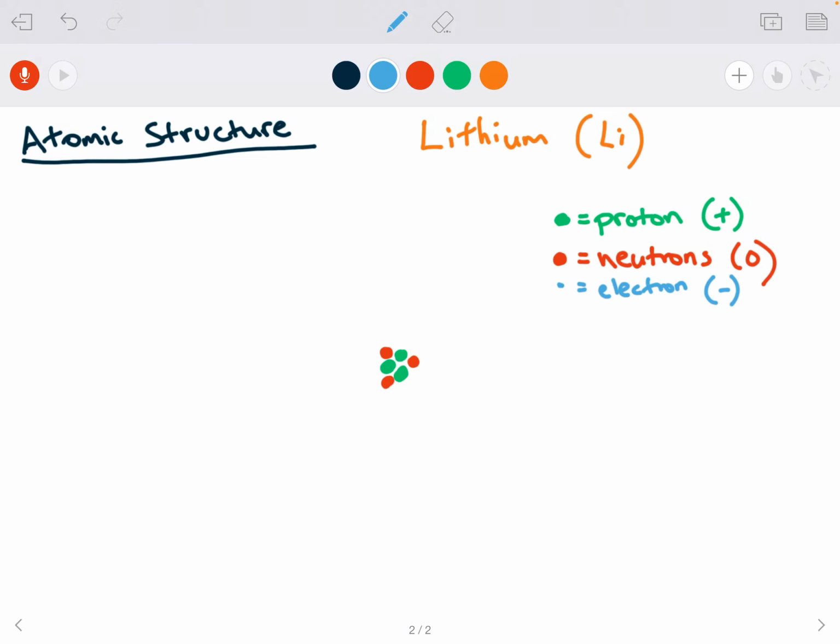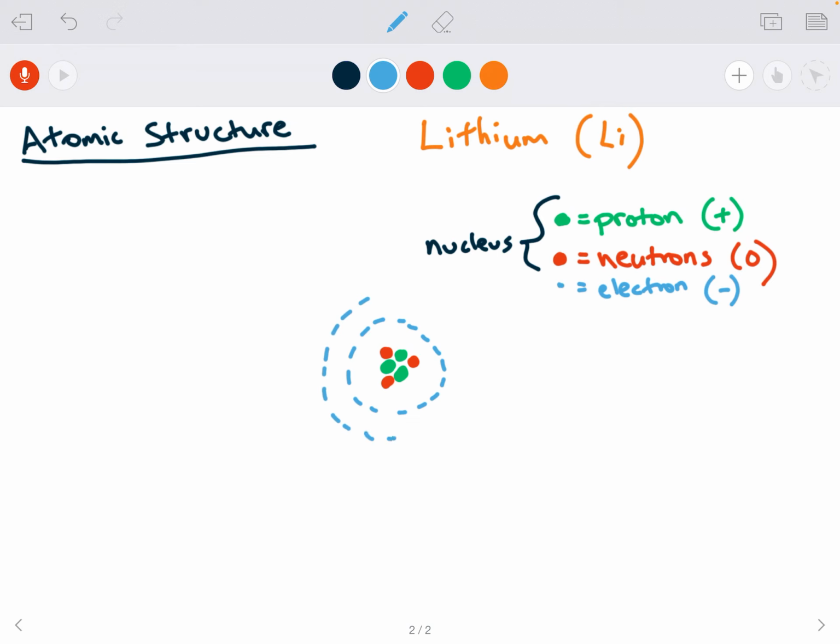Now the protons and the neutrons, they are found in what's called the nucleus of the atom. They're in the middle of the atom, the nucleus. The electrons are not in the middle. The electrons are found outside of the middle of the atom in what's known as the electron cloud. I think dashed lines may be a better way to represent it.